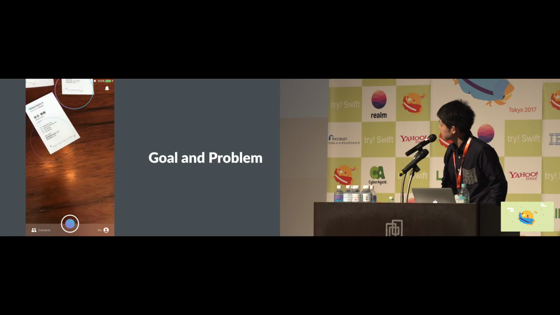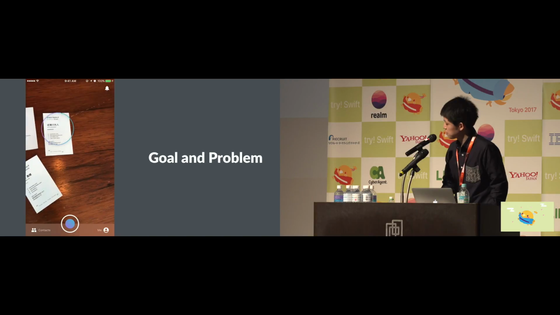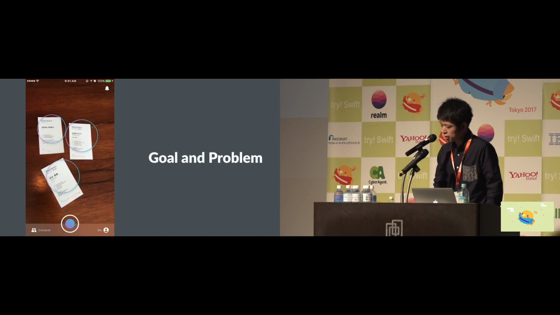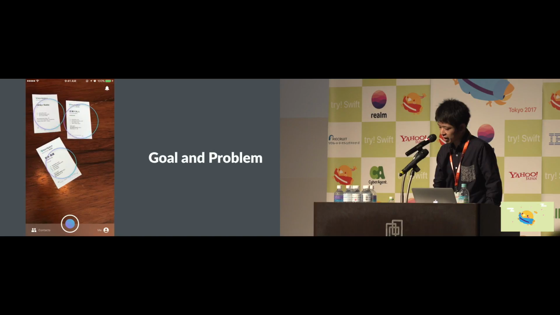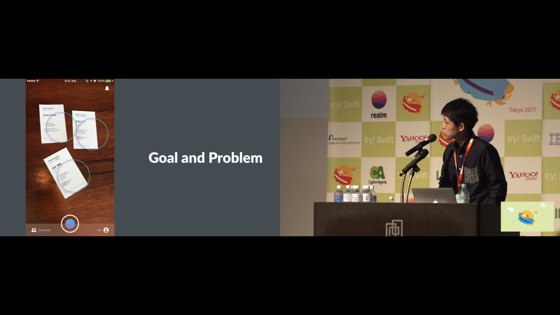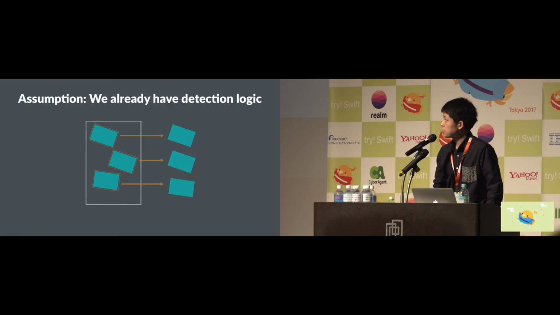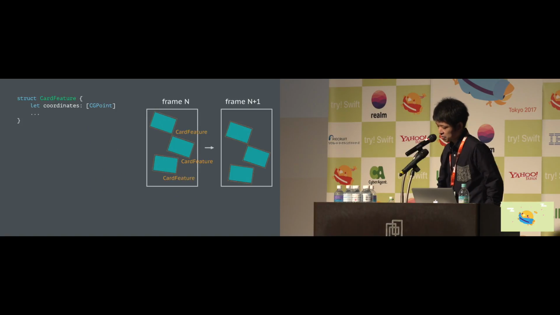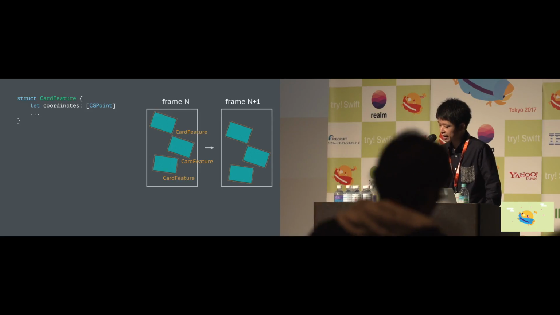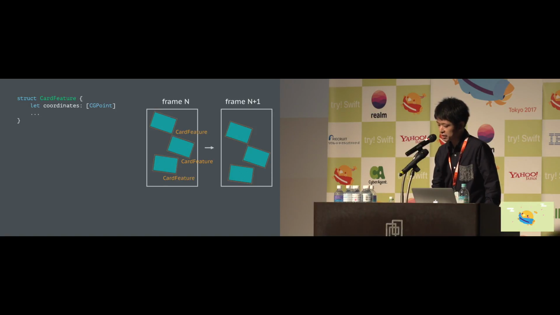So our goal is this, and our problem is how to implement this. In each frame, we want to draw bubbling circle layers on detected cards and animate them towards the next frame. You might be wondering how we can detect business cards in the camera, but today let's assume we already have detection logic, so we know where cards are positioned in a frame. So let's do it. We define each card in a frame as a card feature, which has coordinates of an area where a card is detected. In this case, after detection, we have 3 card features in both frames.